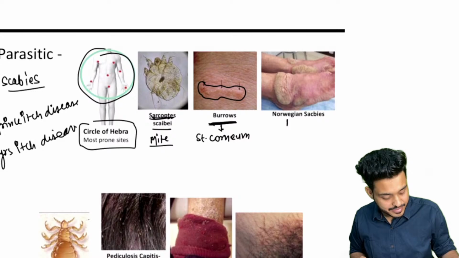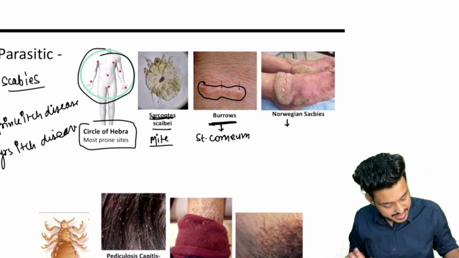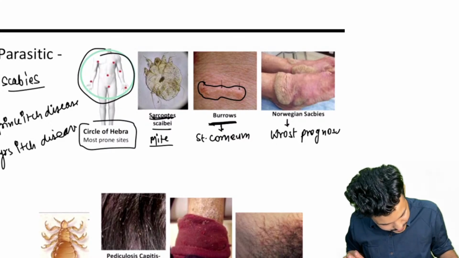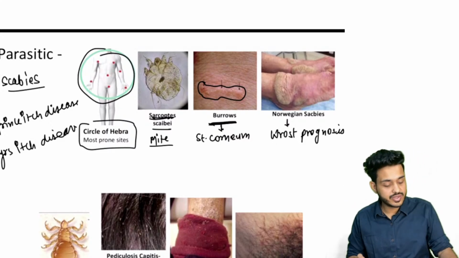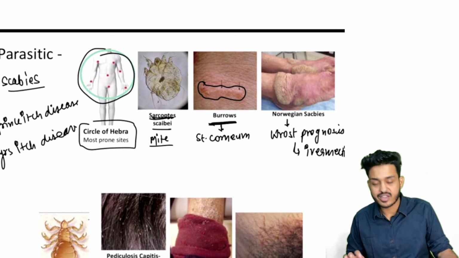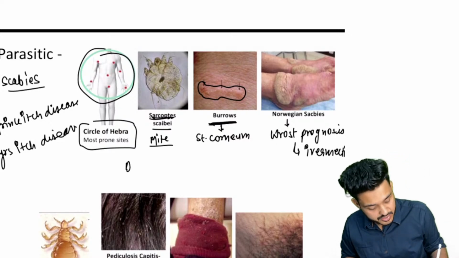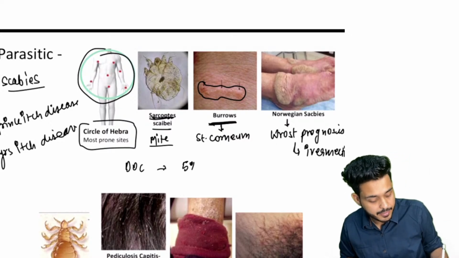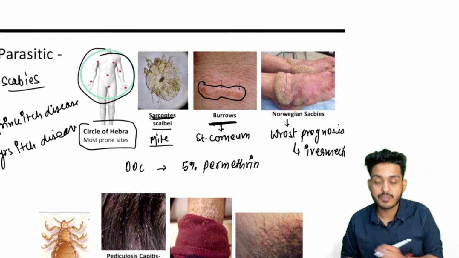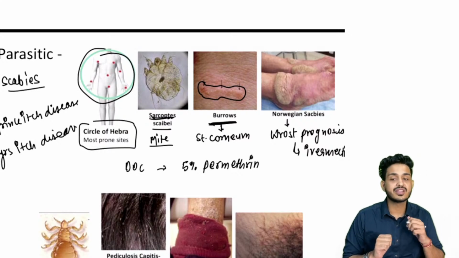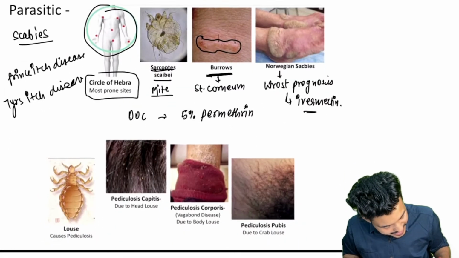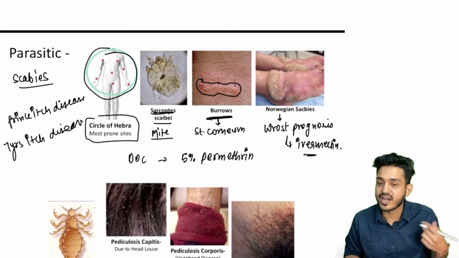What is Norwegian scabies? This is the worst prognosis, guys. And how are you going to treat this? Along with that, you can give ivermectin in this situation. Otherwise, the drug of choice for scabies would be 5% permethrin. बाकी जगह पे हम लोग क्या देंगे, we will be giving 5% permethrin, but here we can use ivermectin. Okay, ivermectin.